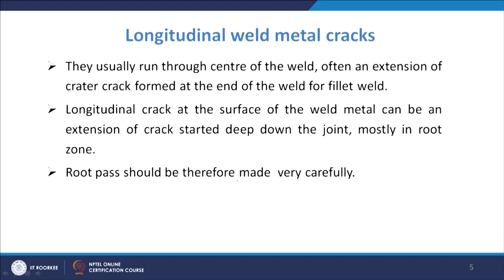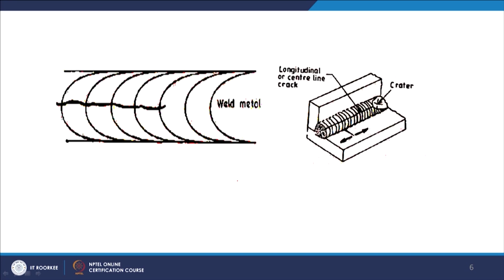So, you can have a view of these fillet welds. This is what these longitudinal cracks look like. Normally, if your crack goes through the normal weld, this is the example of your longitudinal weld metal crack through the weld bead. That is how it looks.